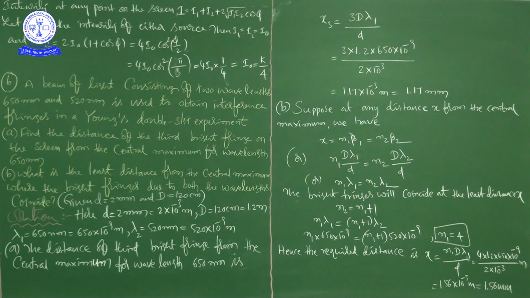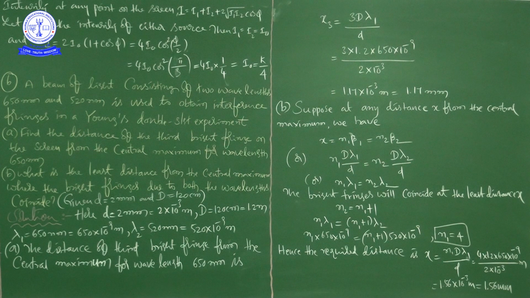In this problem, we didn't change the distance from the screen to the two slits. At the same time, we didn't change the distance between the two slits. That is the reason these two are constant in both cases, so we can cancel them out. Then the resultant will be N1 lambda 1 is equal to N2 lambda 2. This is the final thing here.